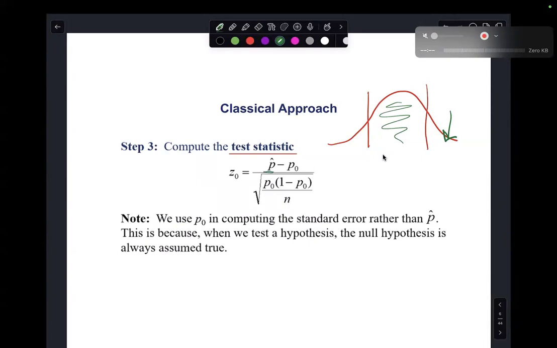You take the p hat from your sample, subtract the p naught from your null hypothesis. So p hat, your sample information, minus the assumed value, divided by that new standard deviation or standard error. And we use p naught, the proportion from our null hypothesis, for our standard deviation because we are assuming it is true until we show anything different. We are assuming that our null hypothesis is true until somebody shows us something different. All right.